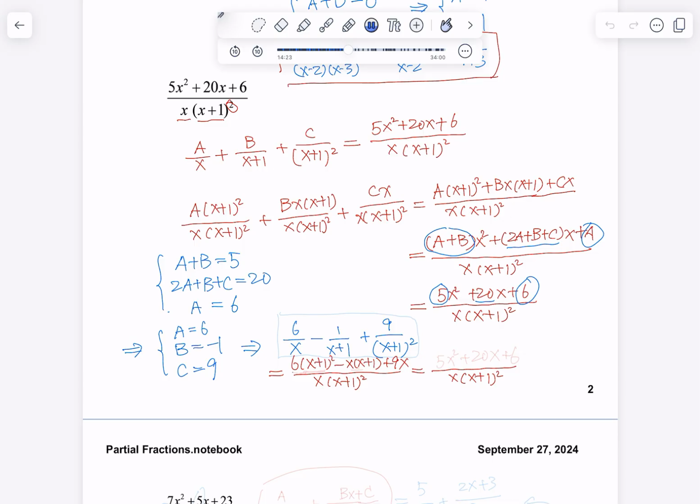You have 6x squared here, then you have minus x squared here, then you will have 5x squared. You have 12x from the first term, then minus x, then plus 9x. You have 20x. The constant term would be 6. Indeed, you go back to the original rational function. So that tells us your decomposition here is correct.